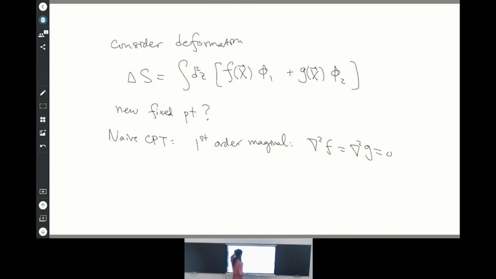If you, for example, demand these functions f and g to fall off at infinity, then there are no such harmonic functions. I should say, maybe, the new fixed point. Well, okay, let me just leave it at that. In fact, you might expect that if f and g fall off at infinity, then there are no such harmonic functions because they have to be singular at the origin.